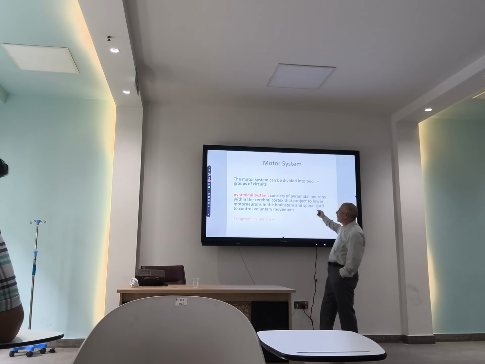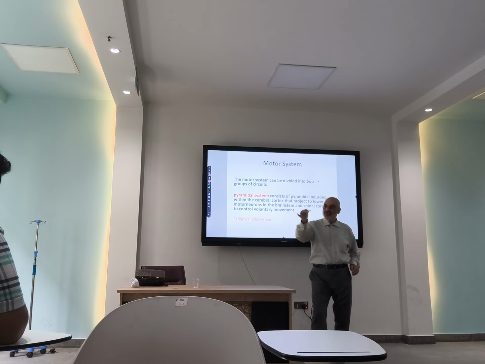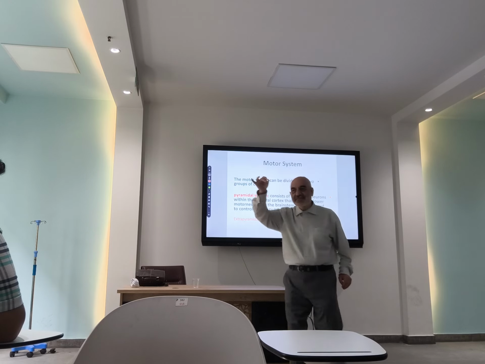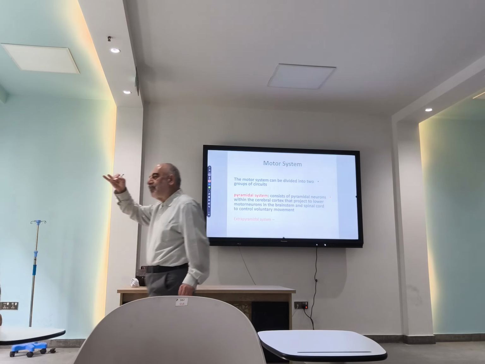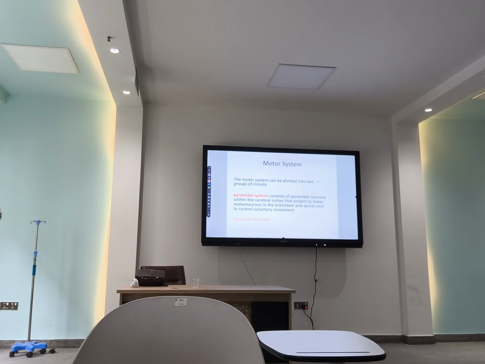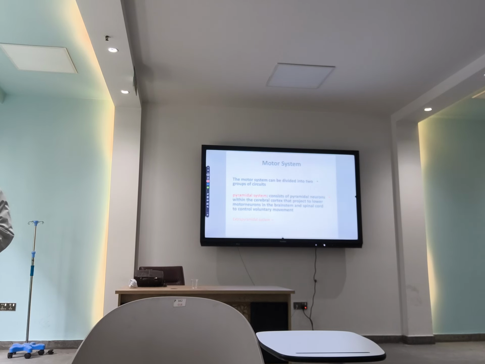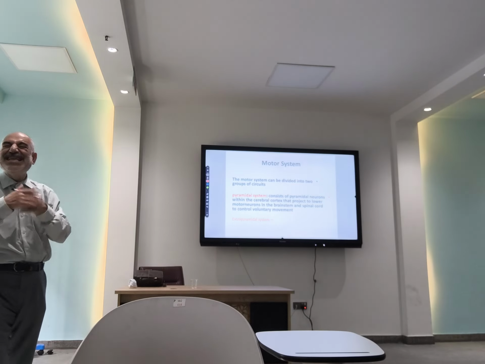The cerebral cortex projects to the lower motor neuron. It means that if I want to write with this pen, my cortex sends information through the pyramidal neuron to the spinal cord, and then from the spinal cord to this muscle, and then I can write. Any action.